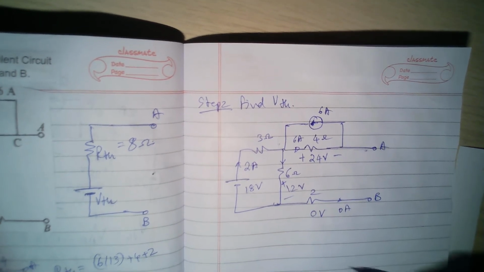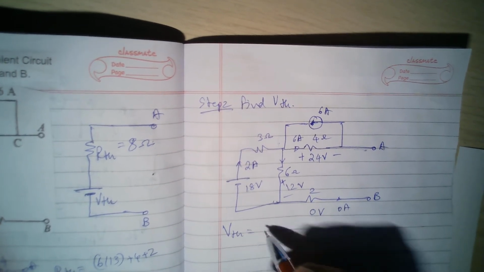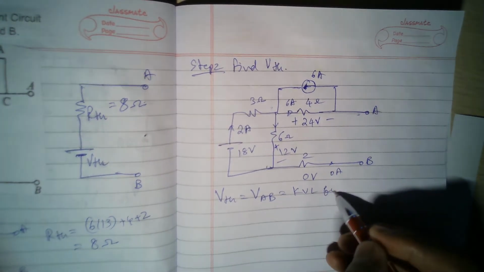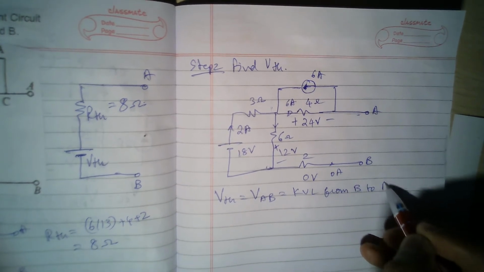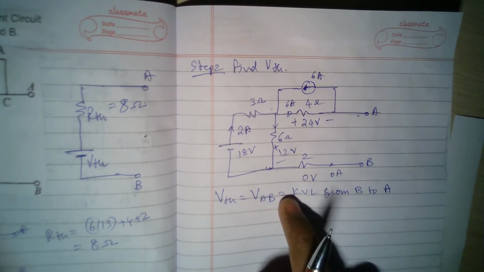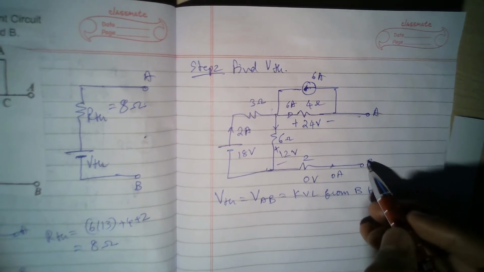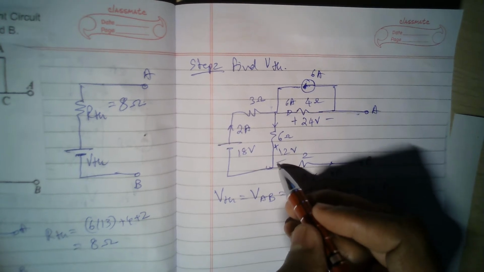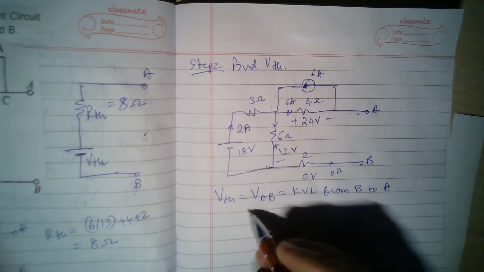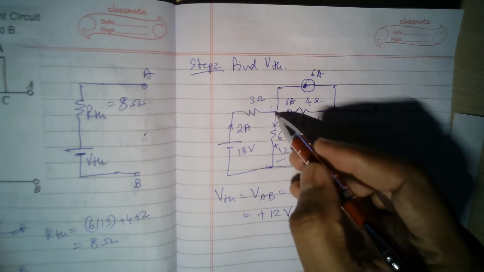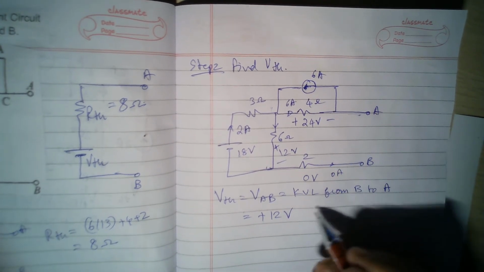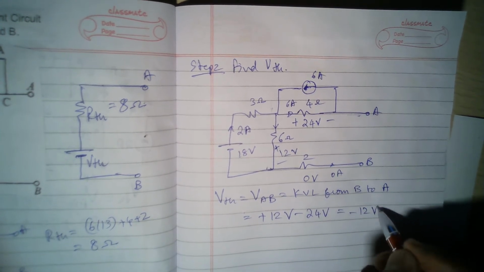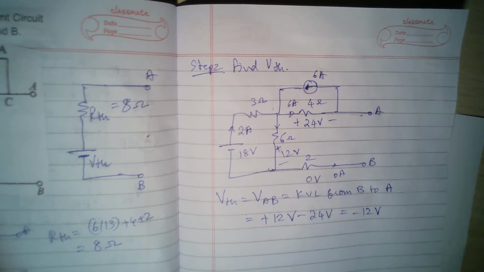Now simply finding VTH is nothing but VAB, and VAB is nothing but KVL from B to A, Kirchhoff's voltage law applied from B to A to find the VAB. So from B you start going towards left, so current is 0, so no voltage drop here. Here minus side to plus side 12 volts, so gain 12 volts, so plus 12 volts, and from here plus side going towards minus side, so minus 24 volts, so this is nothing but minus 12 volts. So Thevenin's voltage is minus 12 volts.